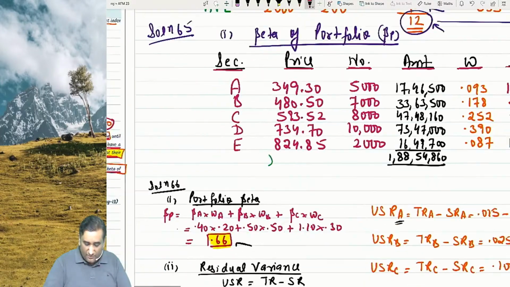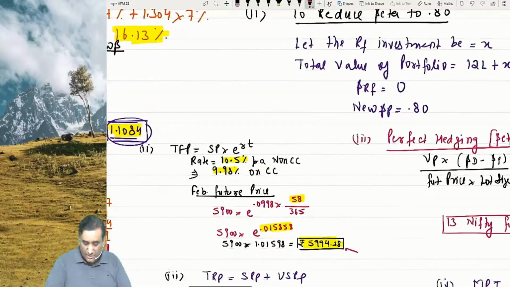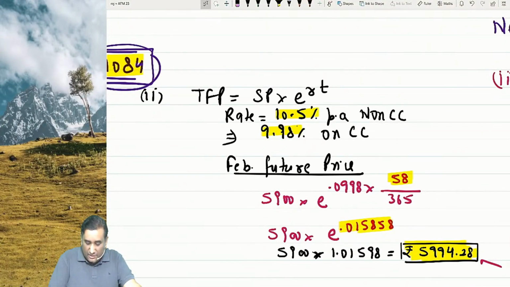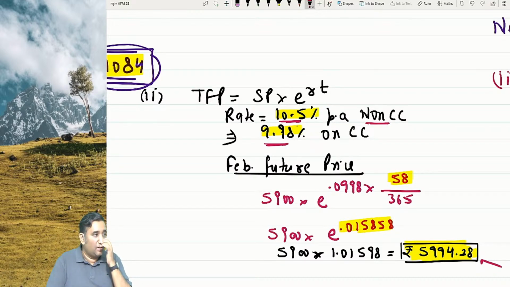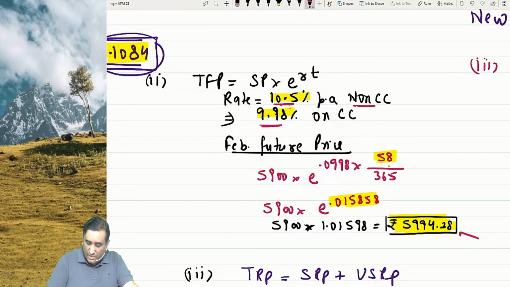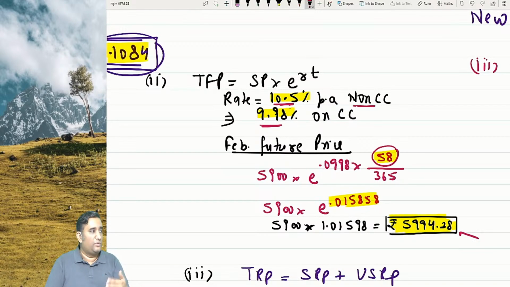When we calculate the TFP calculation, right here, the TFP date 10.5 was given to you. That was non-CC. That is the same as 9.98% on a CC base. Next time, at least this point he can attach with the smaller question. Then the Feb future price would be as follows. Something we have used, how to apply the jugaad and write 58 to get this answer.